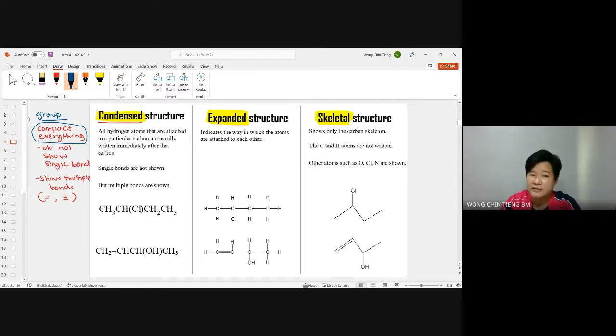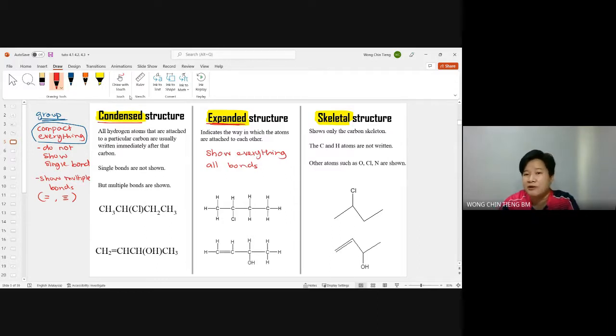So, kita tengok sikit apa beza condensed dengan expanded. From the word expanded, you know one thing. We show everything. Alright, we show everything. All the bond. Alright, we show all the bond including double bond, single bond, triple bond. Kita tunjuk semua.